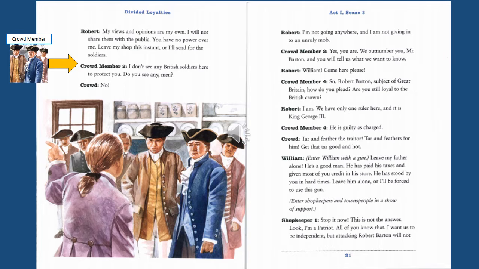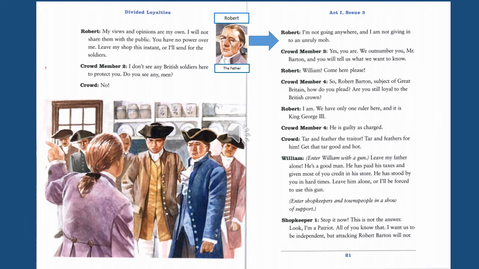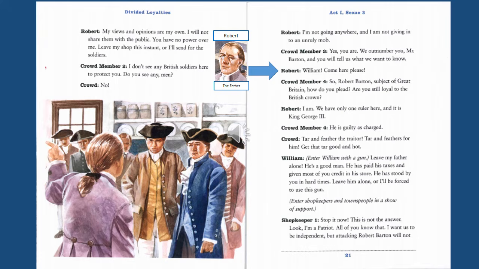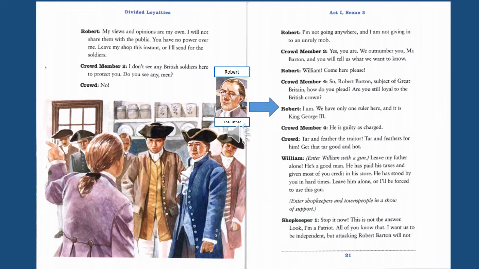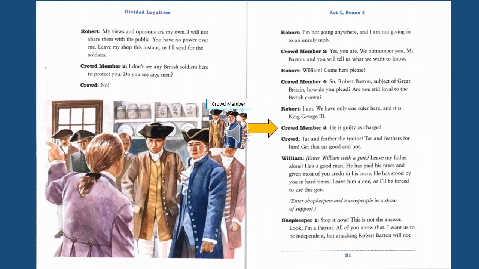I don't see any British soldiers here to protect you. Do you see any men? No. I'm not going anywhere, and I'm not giving in to an unruly mob. Yes, you are. We outnumber you, Mr. Barton, and you will tell us what we want to know. William, come here, please. So, Robert Barton, subject of Great Britain, how do you plead? Are you still loyal to the British crown? I am. We only have one ruler here, and it is King George III. He is guilty as charged. Tar and feather the traitor! Tar and feather for him! Get that tar good and hot!